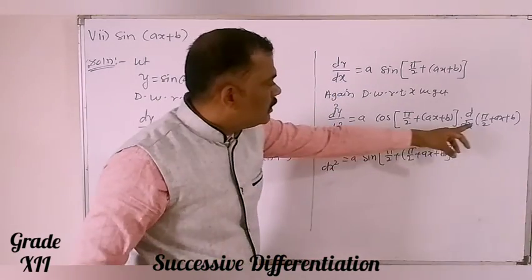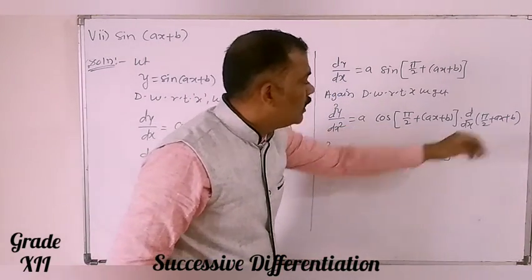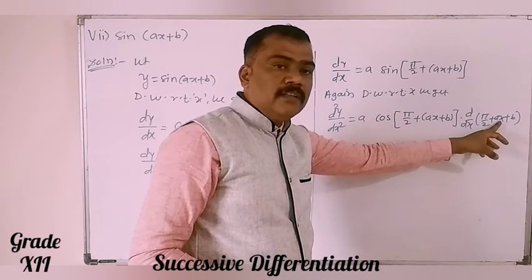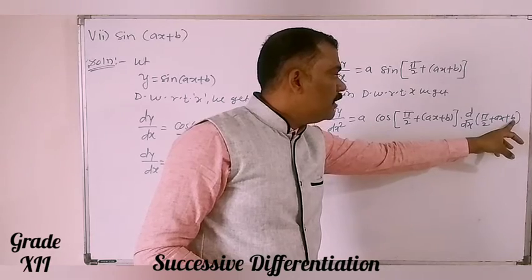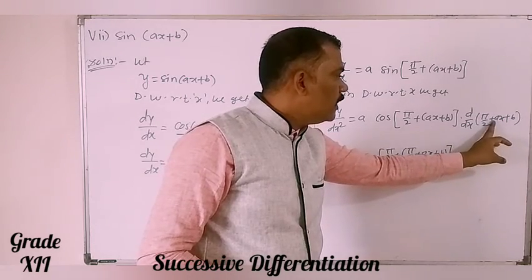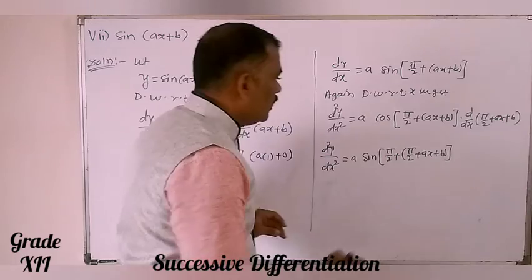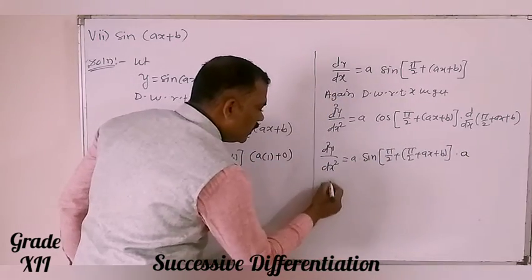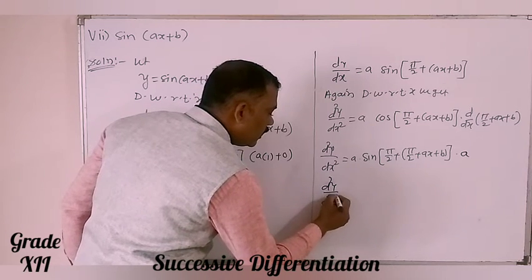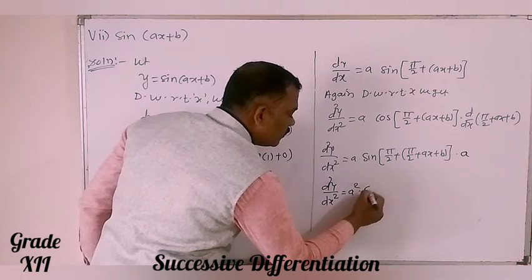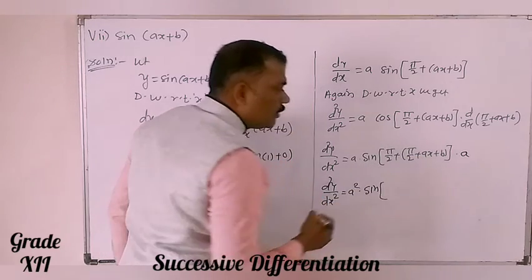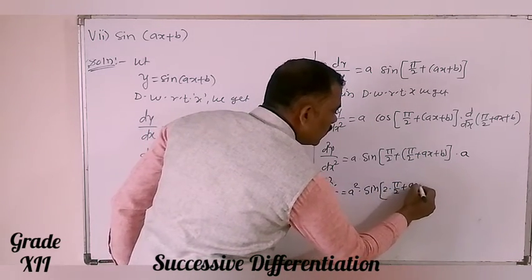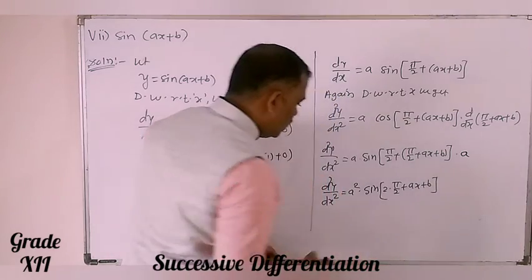Pi by 2 is a constant, so its differentiation is 0. Differentiation of ax is a, and differentiation of b is 0, so 0 plus a plus 0 is nothing but a. So we write into a, that a into a is a square. That is d2y by dx square is equal to a square into sin of pi by 2 plus pi by 2, that is 2 times pi by 2, plus ax plus b.